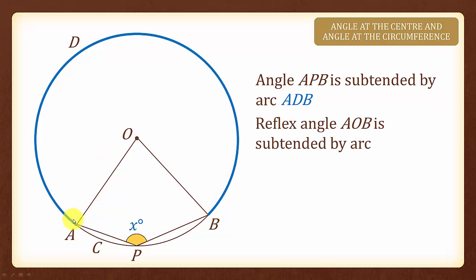In this case, the reflex angle AOB is subtended by the same arc ADB, and hence reflex angle AOB is the angle at the center. Therefore, if angle APB is the angle at the circumference, the reflex angle AOB will be the angle at the center. To recap, reflex angle means an angle that is more than 180 degrees. And so, reflex angle AOB will be equal to 2x.